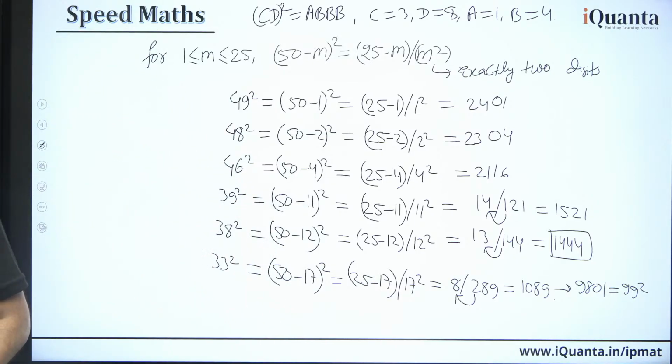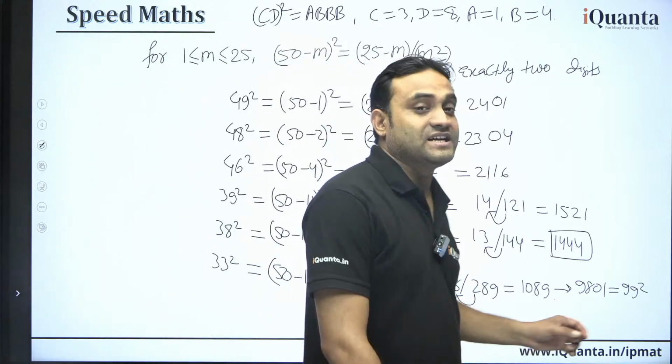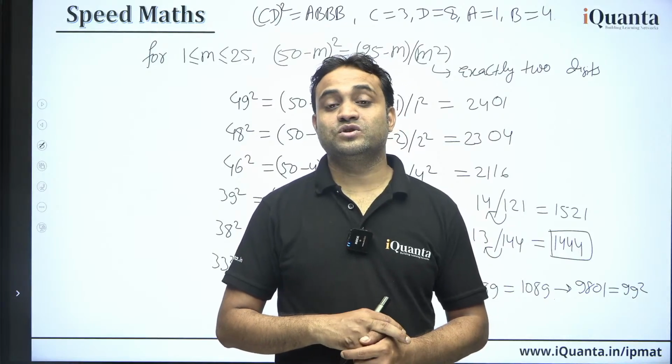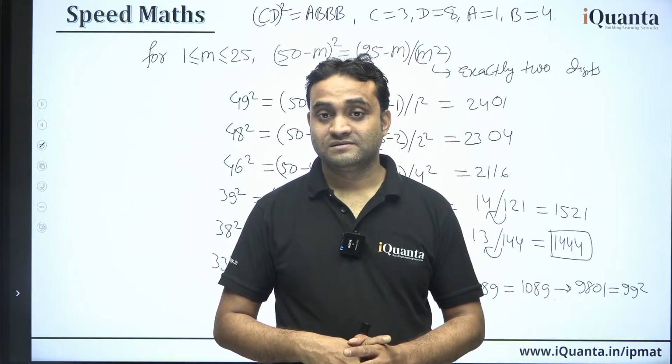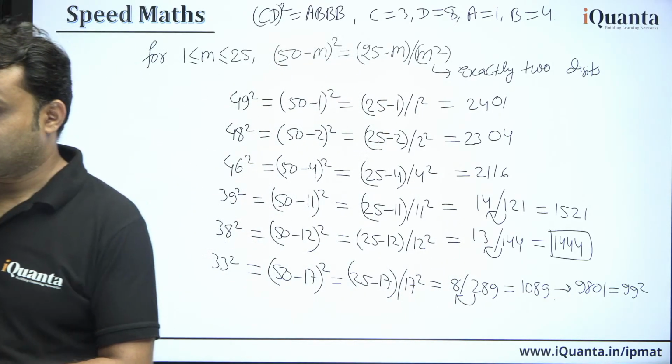No, 12169 is not correct. See, 33 is 50 minus 17. So the last two digits of this number will be the same as 17 square, right? Which is 89. Got your mistake?